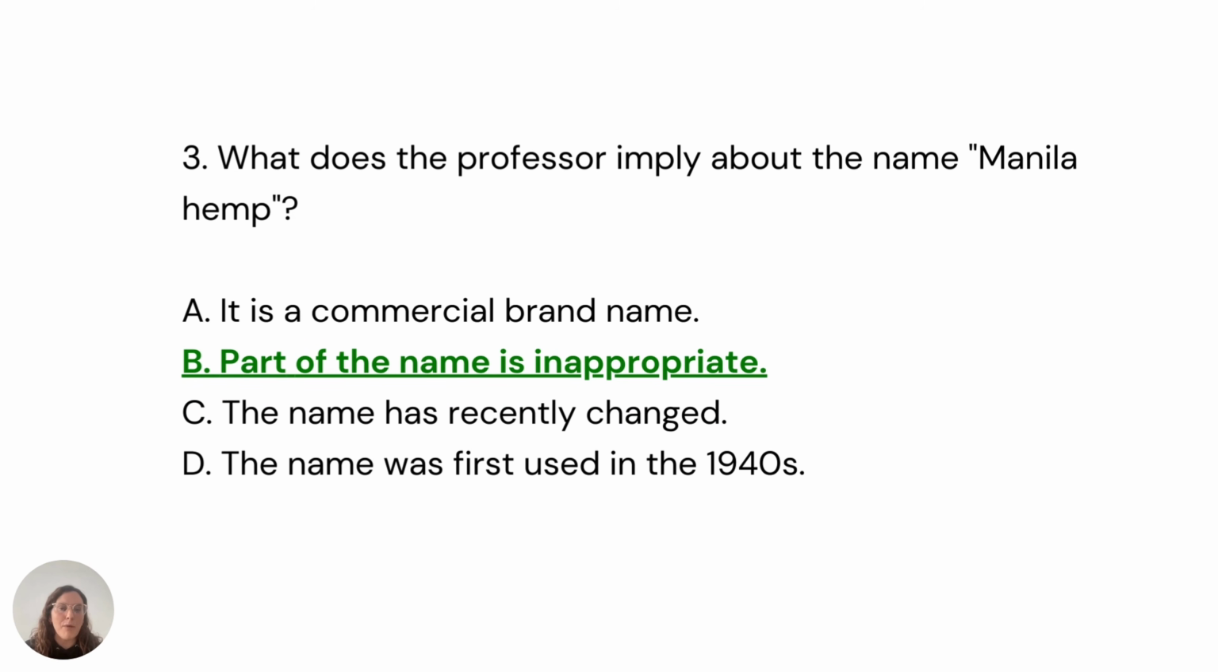Number 3 is B. Part of the name is inappropriate. Did you get this one right? A lot of students missed this one. The professor says it makes sense that Manila hemp is called Manila because it is chiefly produced in the Philippines, in Manila. But it is not actually hemp. So the answer is that part of the name is inappropriate. I think the reason a lot of students get this wrong is because we often think of the word inappropriate as meaning not suitable for children, like an inappropriate movie. But it also just means not suitable. So it does make sense that that is the answer.